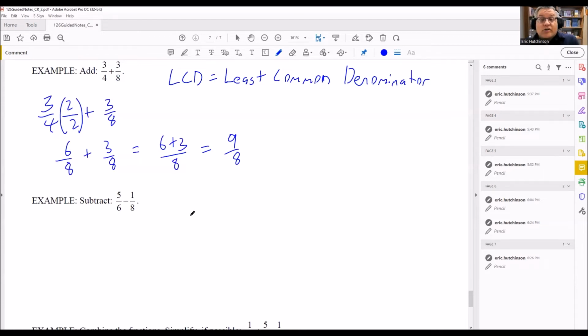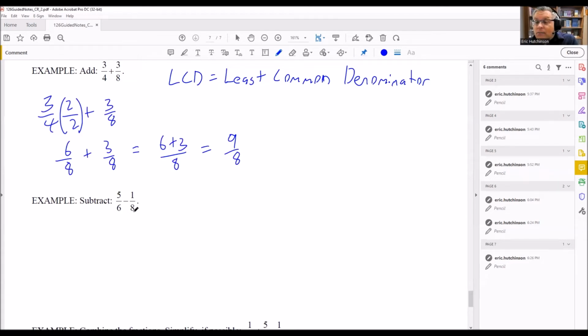Now, subtraction works exactly the same way. We're still trying to find the LCD, the least common denominator between 8 and 6. Now, what makes this problem different is if I take 8 divided by 6, that doesn't go in evenly. All right. So then what you're going to do, this is the easiest way I found to do this, is you just take the 8 and you just add 8 to itself. And you just keep adding 8 to itself until you reach a number that divides evenly into 6.